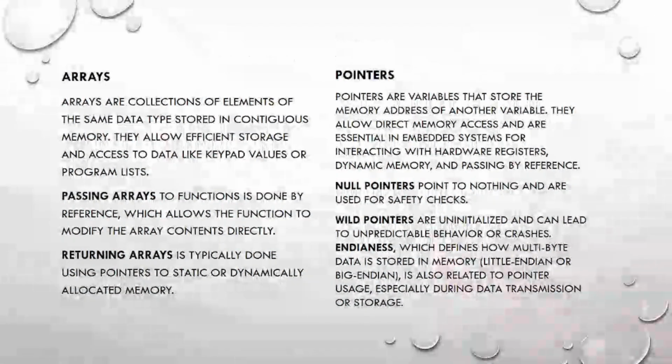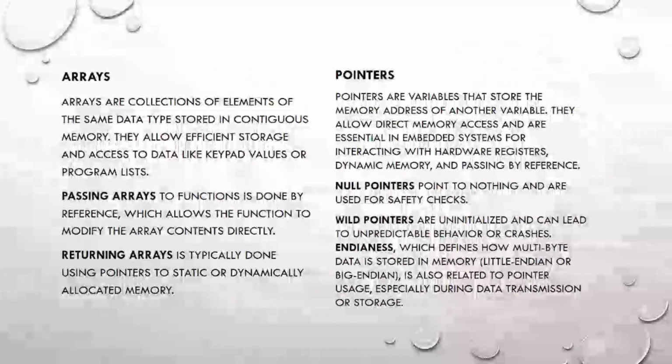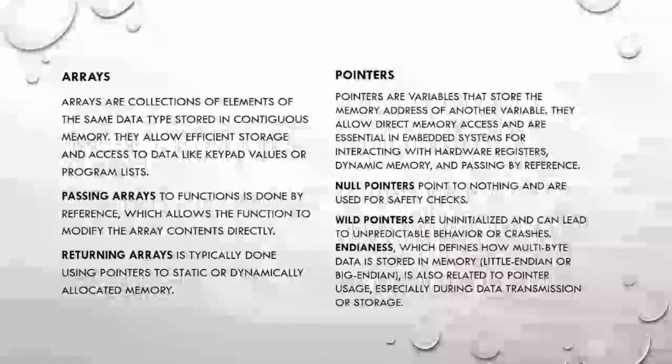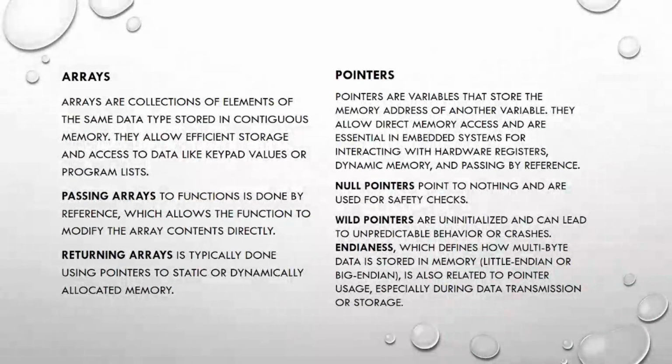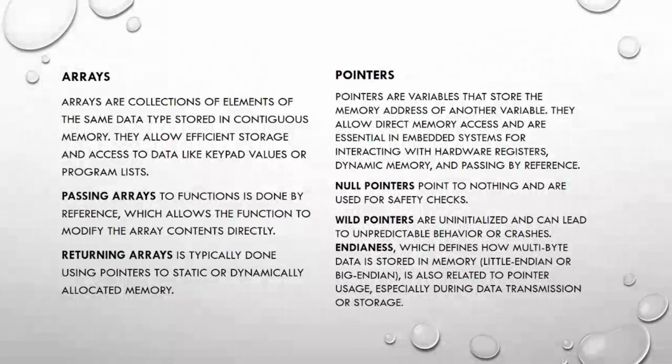Pointers. Pointers are variables that store the memory address of another variable. These allow direct memory access and are essential in embedded systems for interacting with hardware registers, dynamic memory, and passing by reference. There are two types of pointers, null pointers and wild pointers. Null pointers point to nothing and are used for safety checks, whereas wild pointers are uninitialized and can lead to unpredictable behavior or crashes.